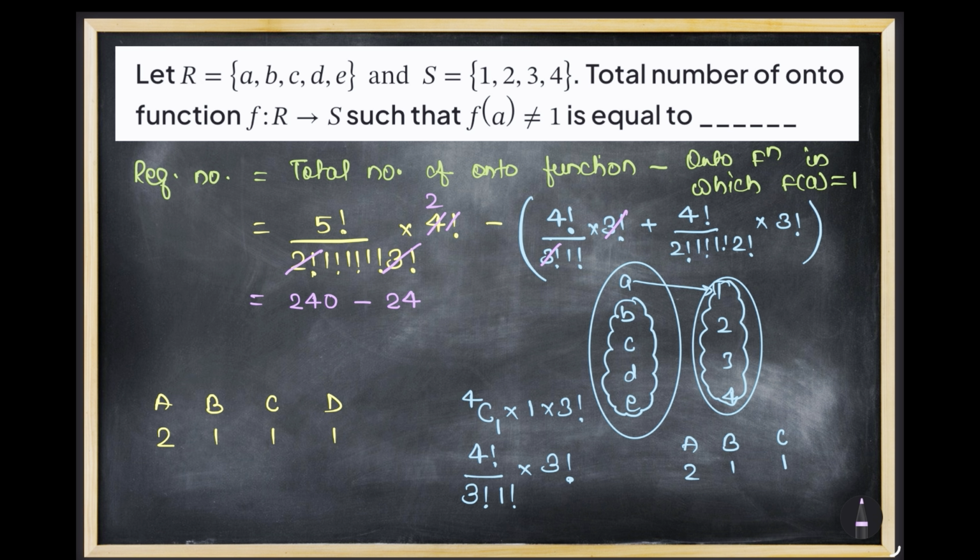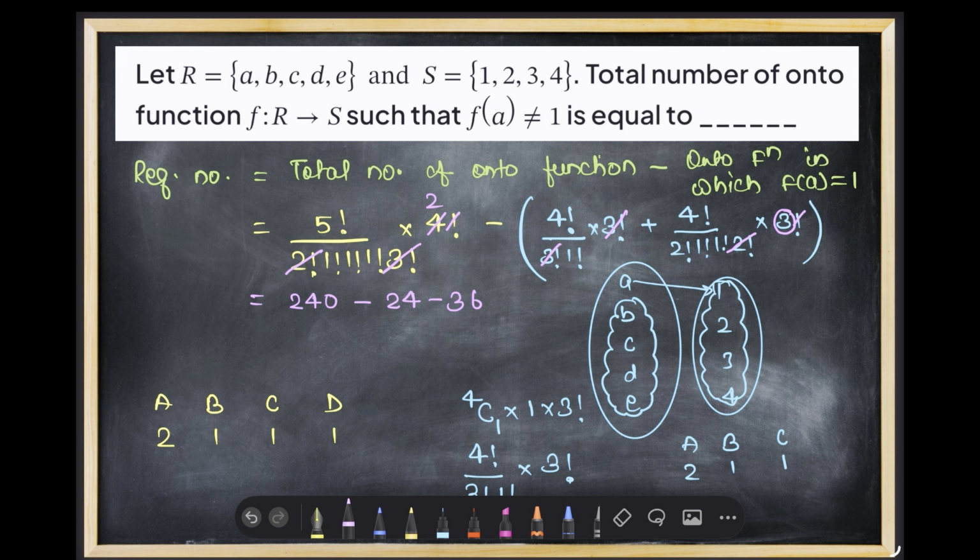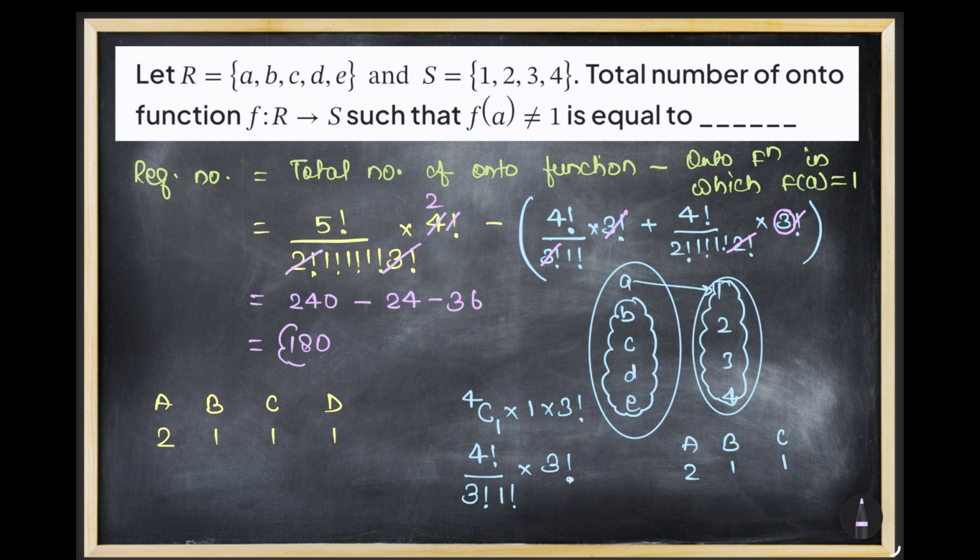Done. Now this 2 factorial, this thing is gone, you are left with 3. And 4 factorial is 24. So 24 by 2 is 12. And 12 into 3 is 36. So it is minus 36. So if you add 36 with 24, that is 60. So you are left with 180. So there are 180 functions in which A will not be connected with 1 and all functions will be onto only.